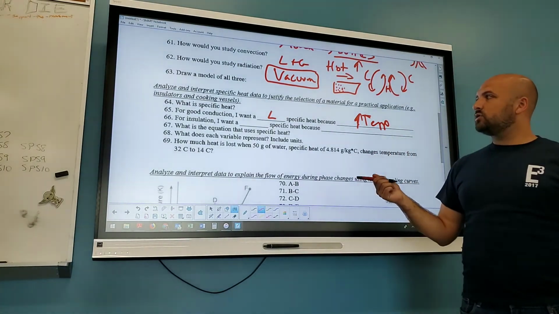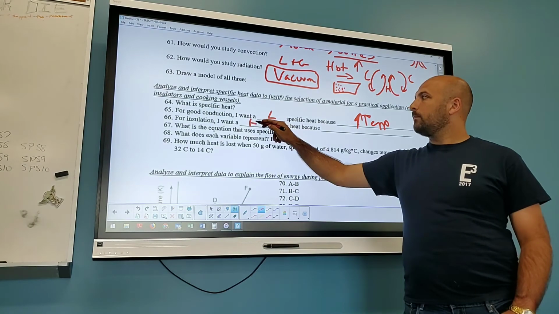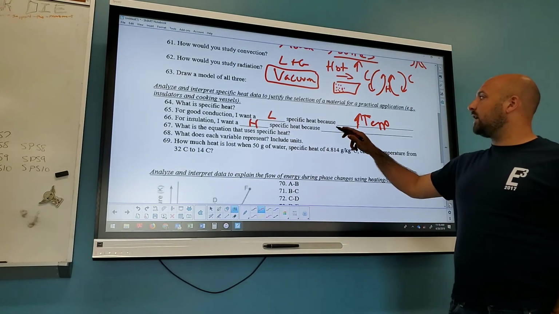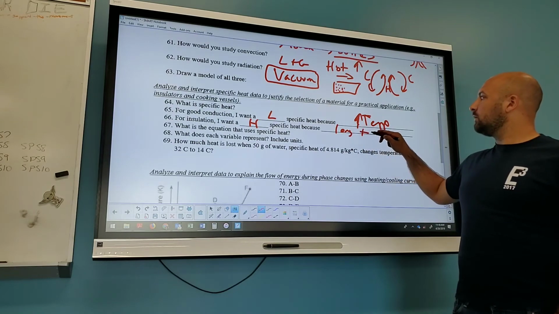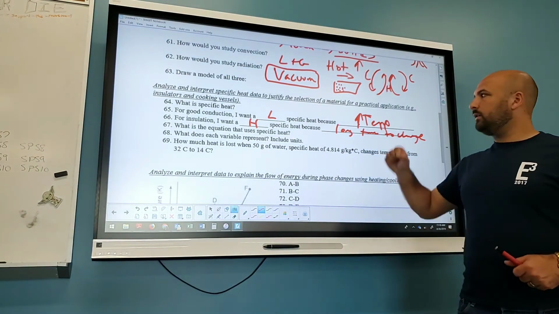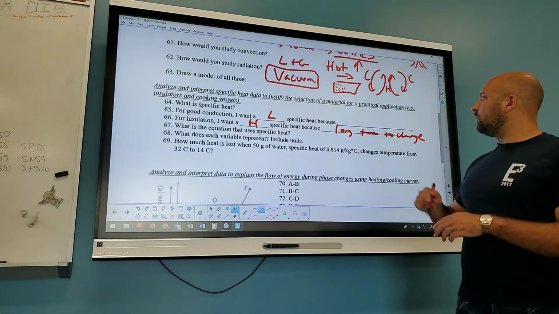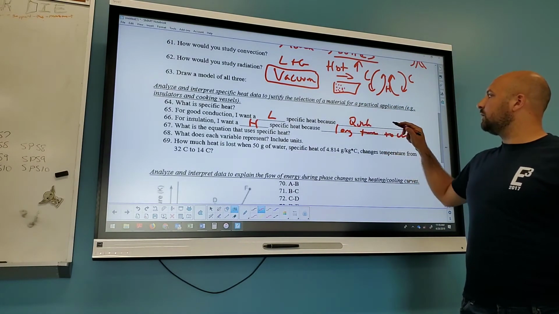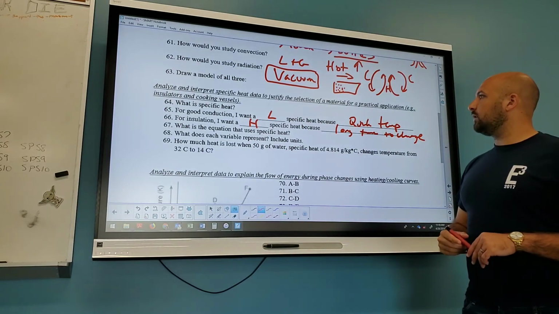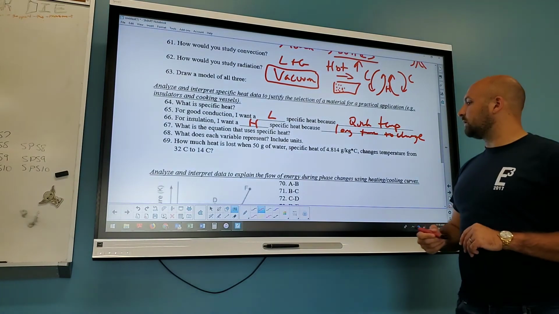Now, for an insulator, I want a high specific heat because I want it to take a long time to change temperature. Does that make sense? Low specific heat will quickly change temperature, and high specific heat will take a long time to change.